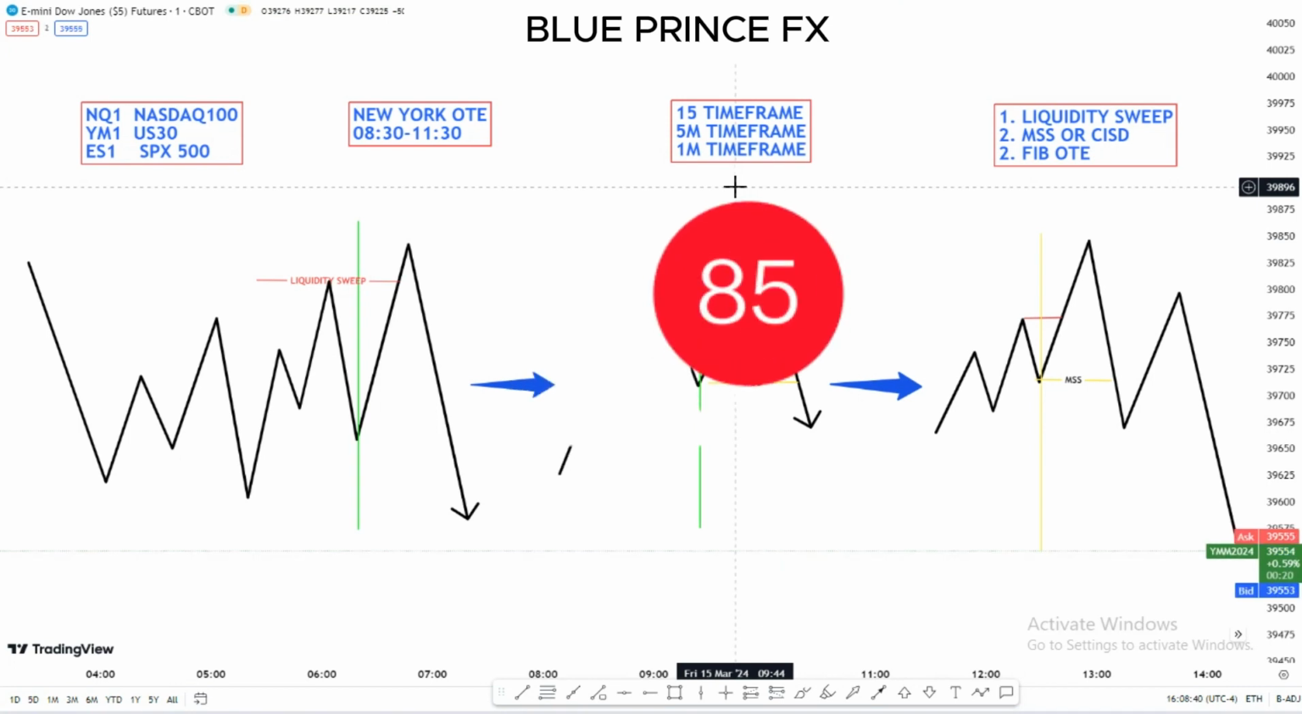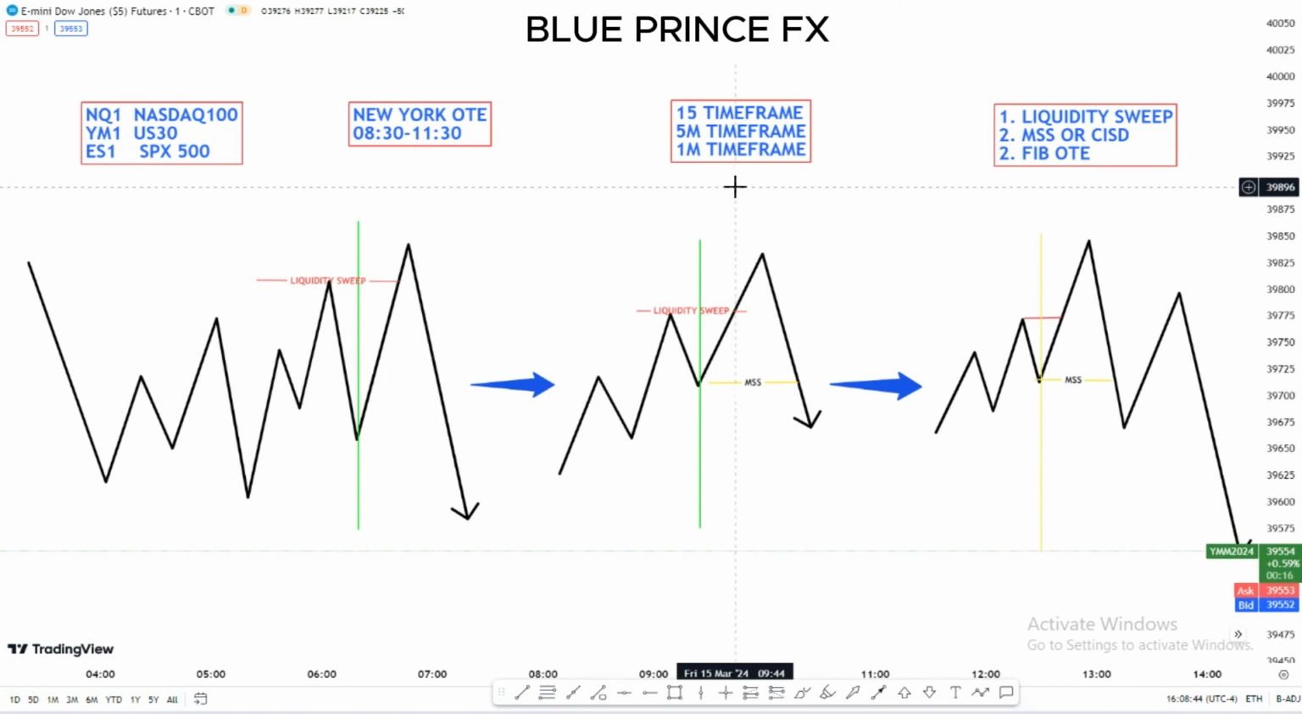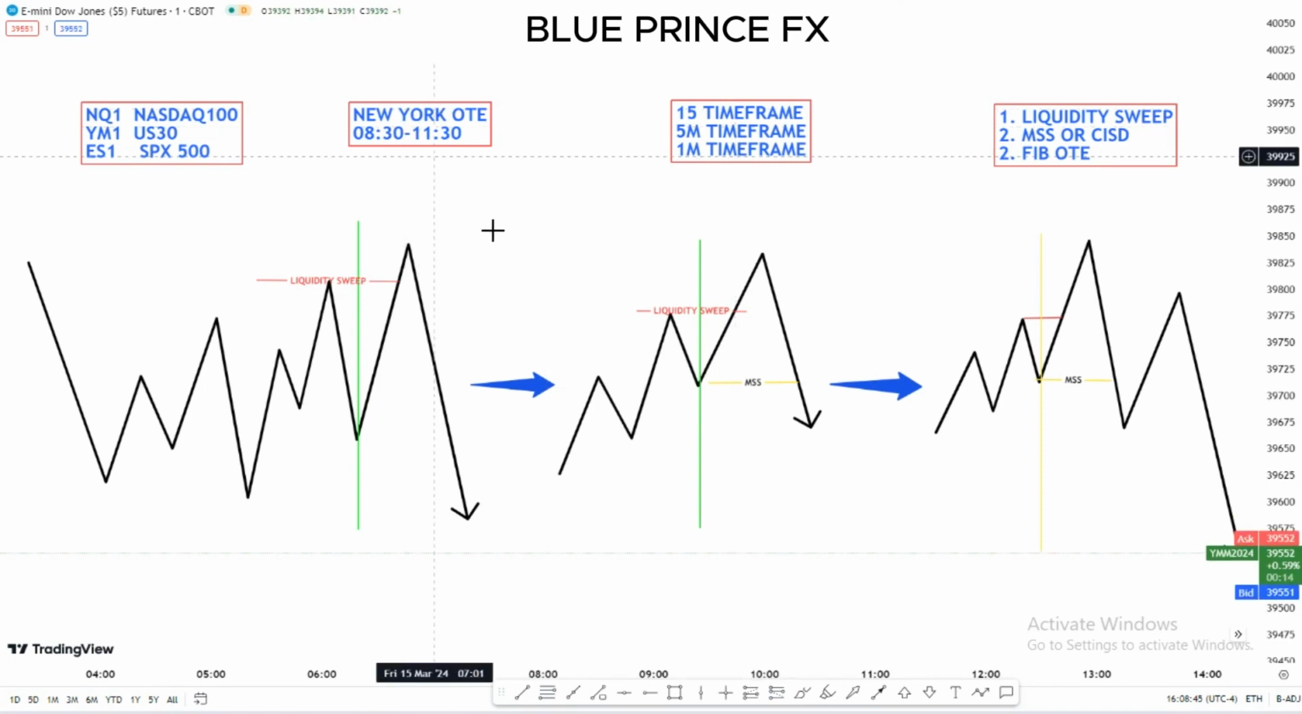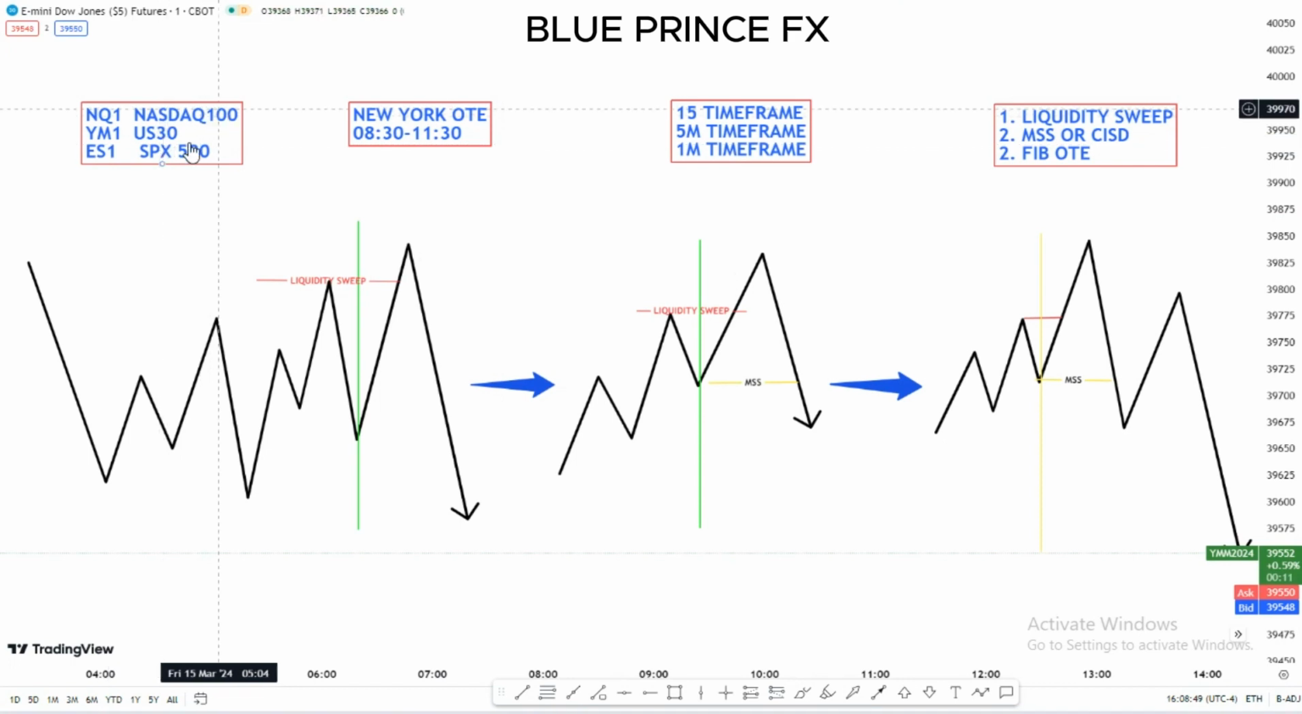So before going into the theory part of the video, let me put on a few disclaimers and pointers. I only use this model on three assets, which are Nasdaq 100, US30, and SPX 500, which is the S&P 500. I use these three assets because this is only what I trade. I don't trade currencies or cryptocurrencies.